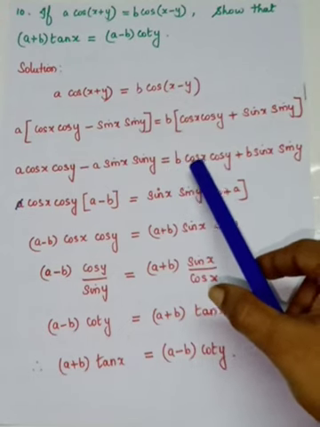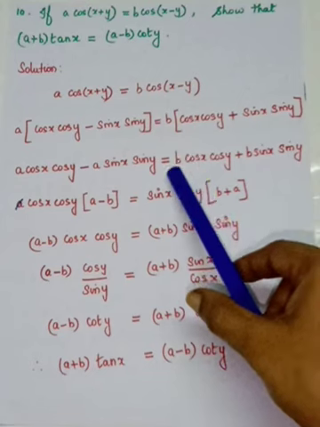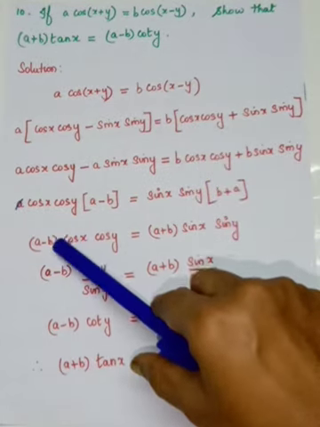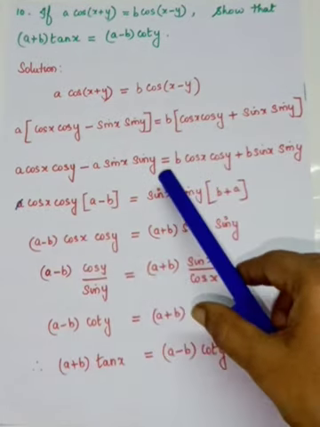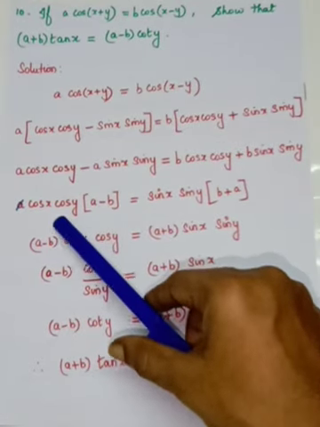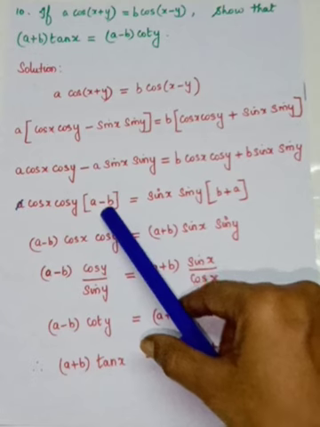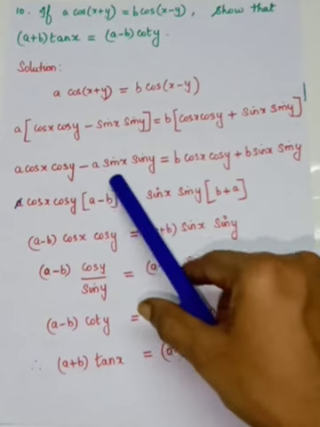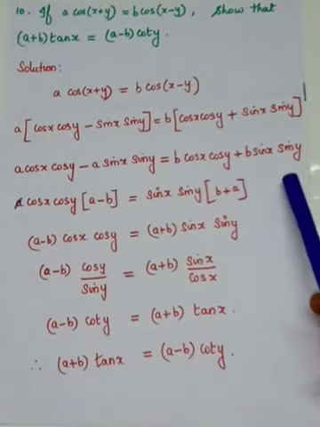Sorry. So cos x cos y into b. If you bring it to the left side, it will become minus b cos x cos y. From that, cos x cos y is taken out. Now what is remaining? Minus b.